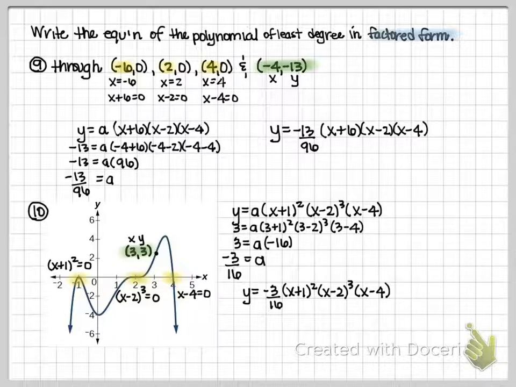Went ahead and took my factors, wrote them out, put the a in front, plugged in the numbers that I had, the 3, 3. Notice that I didn't force the a to come out to be positive or negative. I just plugged the numbers in for x and y. It went ahead and worked itself out.